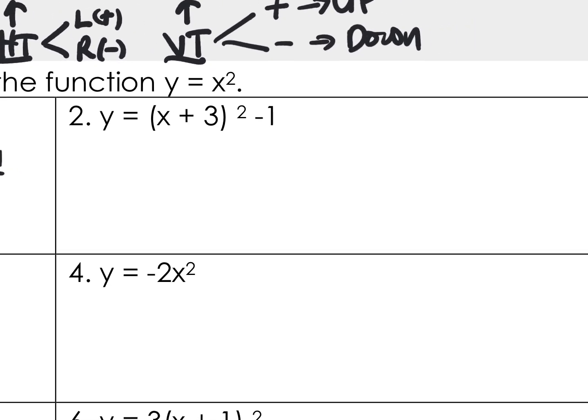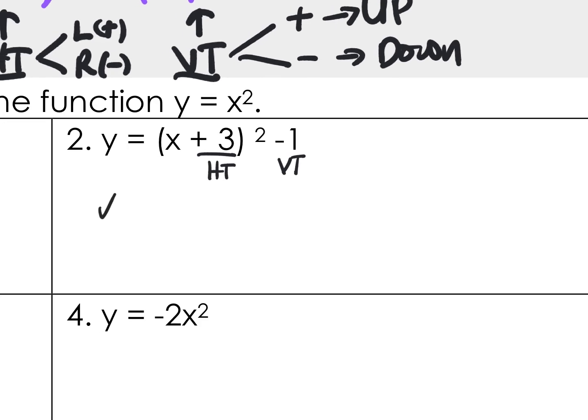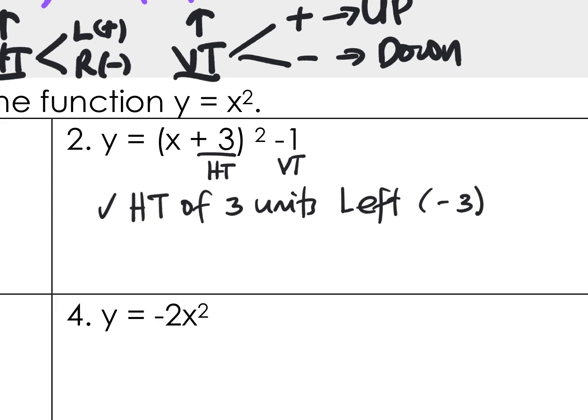Okay, let's go to the next one. Here, I can see immediately my horizontal translation and my vertical translation of negative 1, so it means it's going to go down. Let's write that down. There's going to be a horizontal translation, I will just write HT in here: horizontal translation of 3 units to the left. So left, that's going to be minus 3. And the other one is going to be a vertical translation of 1 unit. This is going to be going down.